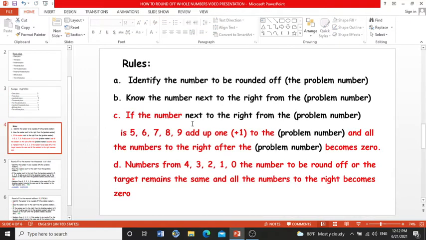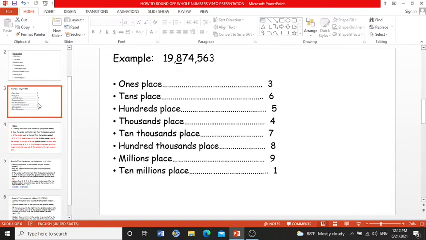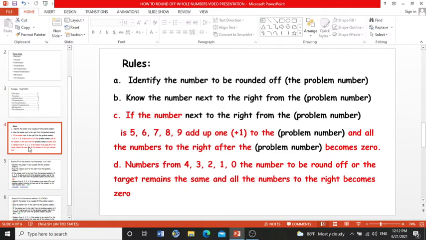So they say, if the number next to the right from the problem number is 5, 6, 7, 8, 9, add up 1 to the problem number, and all the numbers to the right after the problem number become 0. Meaning, let's use this number. What is next to the right is 7. So 7 is in this rule. Add up 1 to the problem number.